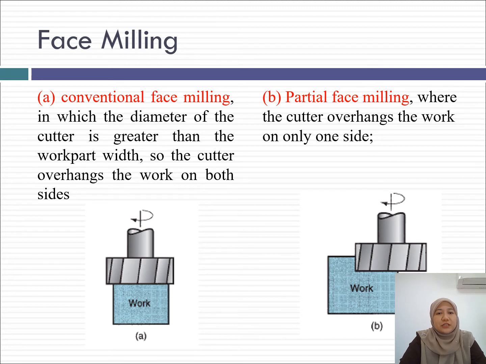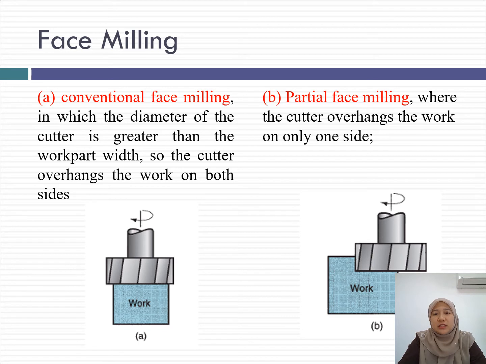A conventional face milling is whenever the diameter of the cutter is greater than the workpiece width. So the cutter overhangs the work on both sides of the workpiece. So you can look at the picture. The workpiece has a smaller width as compared to the cutter. So the cutter actually overhangs the workpiece at both sides of the workpiece.